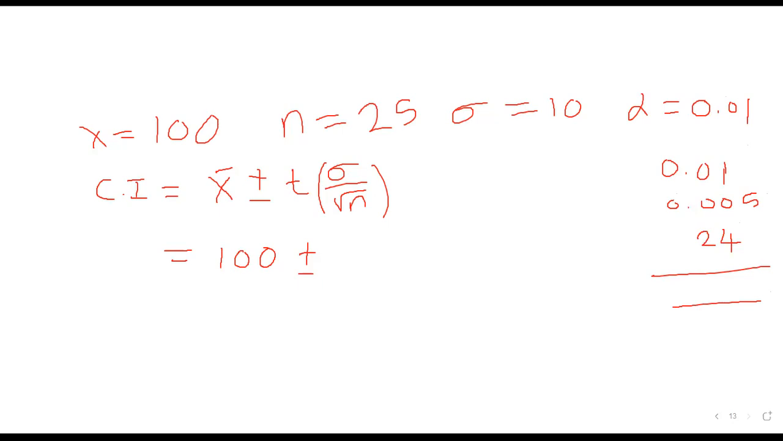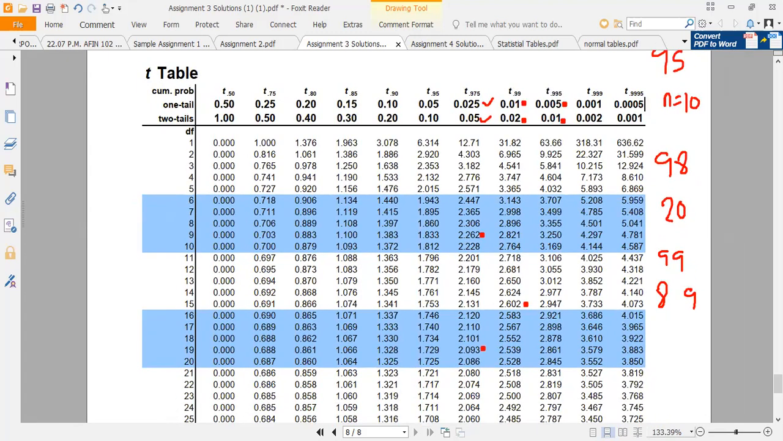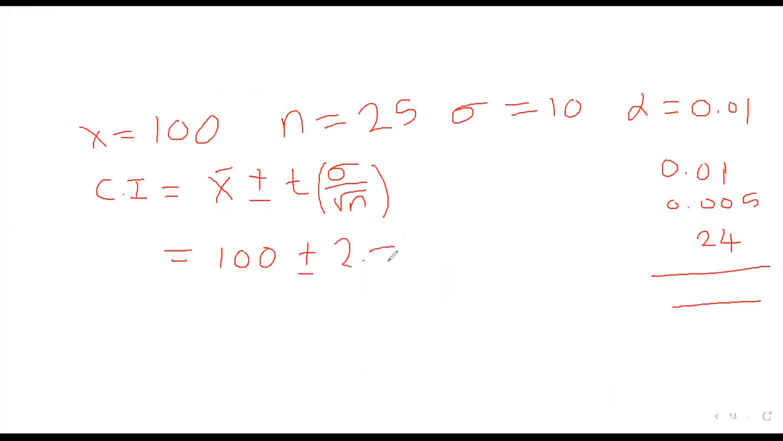So kindly help me locate the reading we're going to use. Quickly, without me hinting, what is the reading we're going to use? So 0.005, then under 24, what do we have? 2.797. So here you put 2.797.